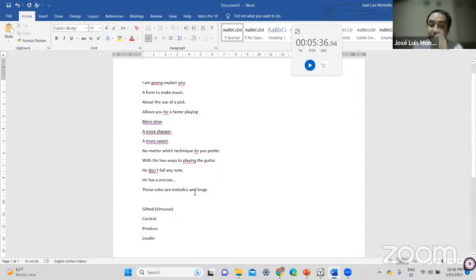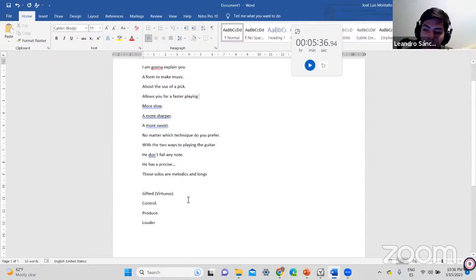Good. And here, remember, adjectives don't have plural. So even if you're talking about solos, plural, you don't say "melodics" or "longs." You just say melodic and long. So those solos are melodic and long. Let's repeat that one, please. Those solos are melodic and long.